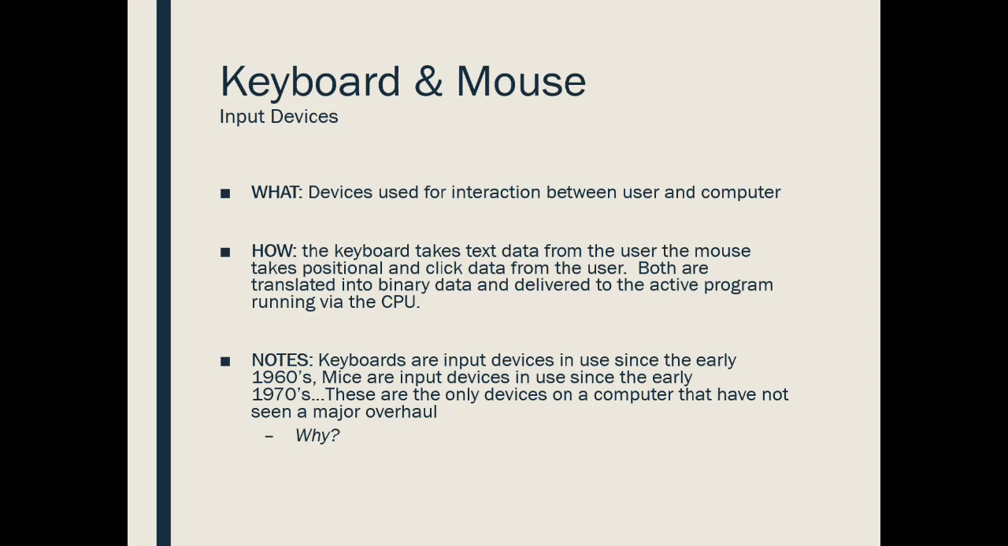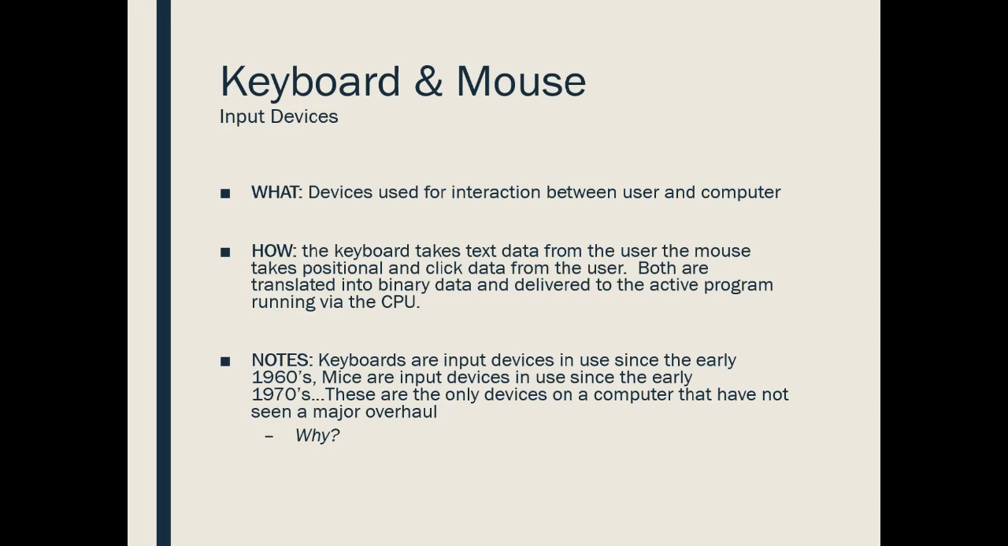So the keyboard and mouse. These are obviously input devices. And what I mean by that is when you type a key on a keyboard, the key that you just typed is data for the computer, so it goes into the computer. We interact with it and it sends data into the computer. Same with a mouse. A mouse is an input device and it sends both positional data as well as click data. So it knows where the mouse is currently on the screen as well as what button was clicked and when it was clicked. So it's a device used for interaction between the user and computer.